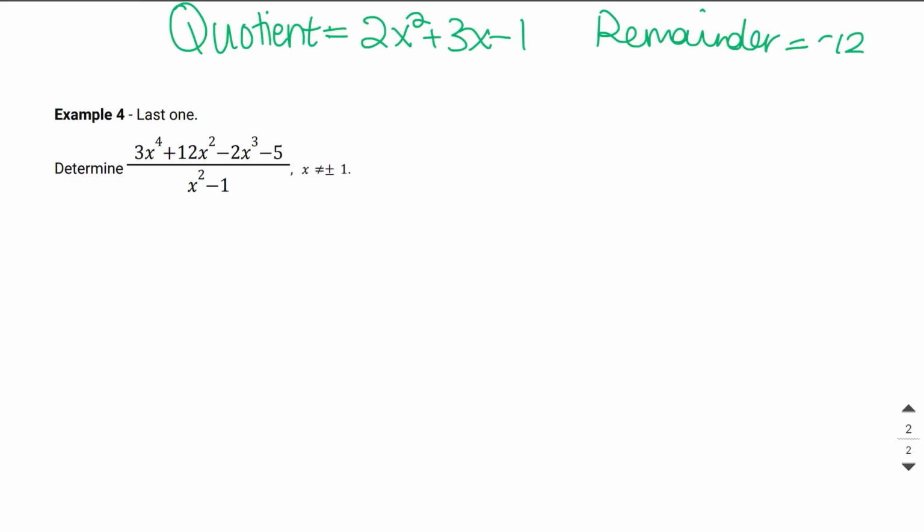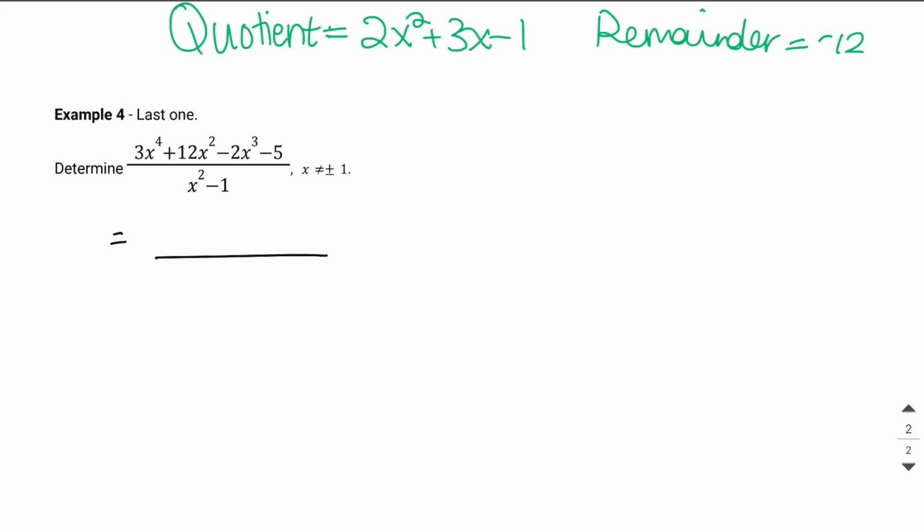Okay, people, one last one that I'd like to do with you. For this last one right here, I'd like you to take a look at this dividend and notice how it's not in descending order. We're starting with x to the power of 4, then we're going to the power of 2, then we're going to the power of 3. We don't even have a power to 1, and then we go to our constant term. So this isn't going to be really helpful in this format. So I'm going to rewrite this in a format that will be helpful.